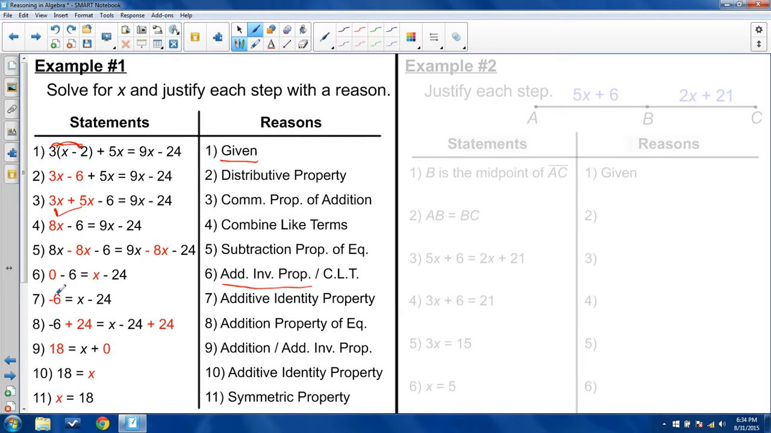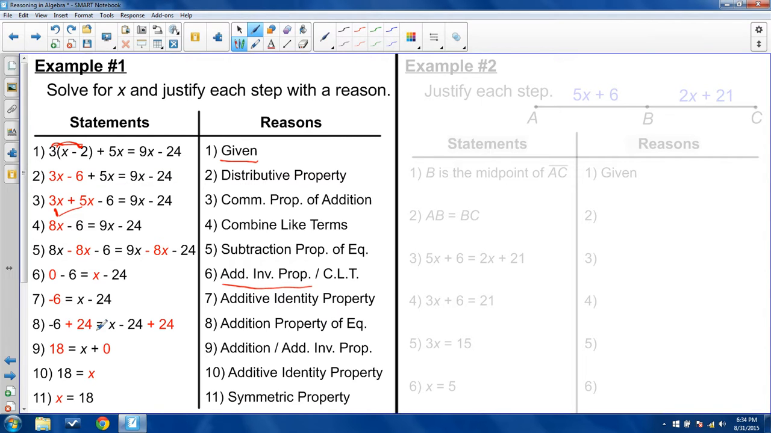Okay, 0 minus 6 is negative 6. That is the additive identity property. Basically, you add negative 6 to 0, you keep negative 6. Okay, and now I'm going to start isolating x a little bit more. I'm going to add 24 to both sides of my equation. That's the addition property of equality.